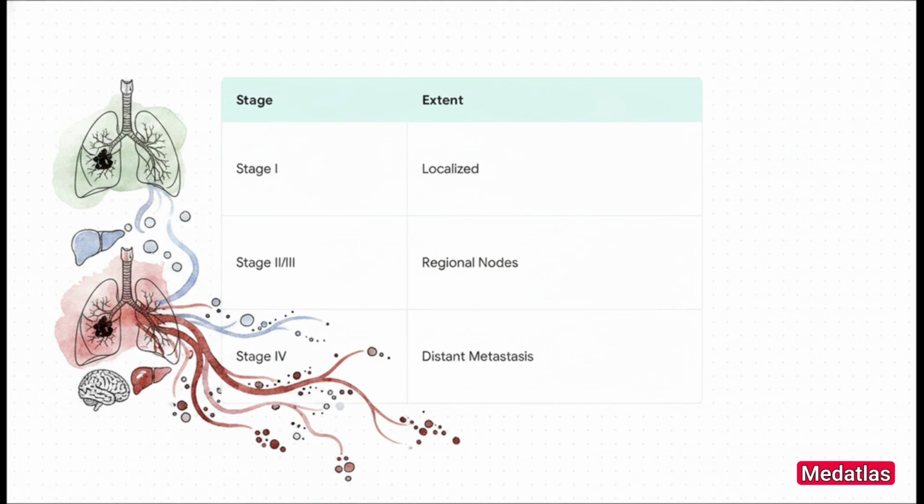Stage 1 means the cancer is localized. It's small, it's confined to the lung, which makes it highly operable. Stage 2 and 3 mean the cancer is regional, so it's reached nearby lymph tissues and needs more complex team-based care. And Stage 4 means the disease is metastatic. It's traveled through the bloodstream to distant sites. Basically, the stage completely dictates the entire treatment strategy.